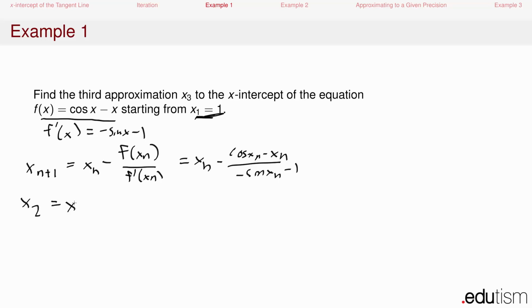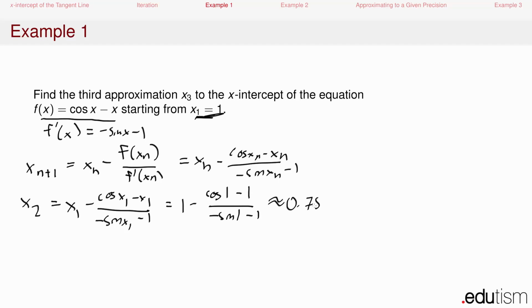So we're going to do it with x2. x2 is going to be x1 minus cosine x1 minus x1 over negative sine x1 minus 1. So let's plug our x1, which is 1, into this formula and see what we get. We get 1 minus cos 1 minus 1 over negative sine 1 minus 1. This gives you a number that's approximately 0.75036. It's got more decimal places, I'm going to cut them off just to save space on the page. Okay, we've got our x2.